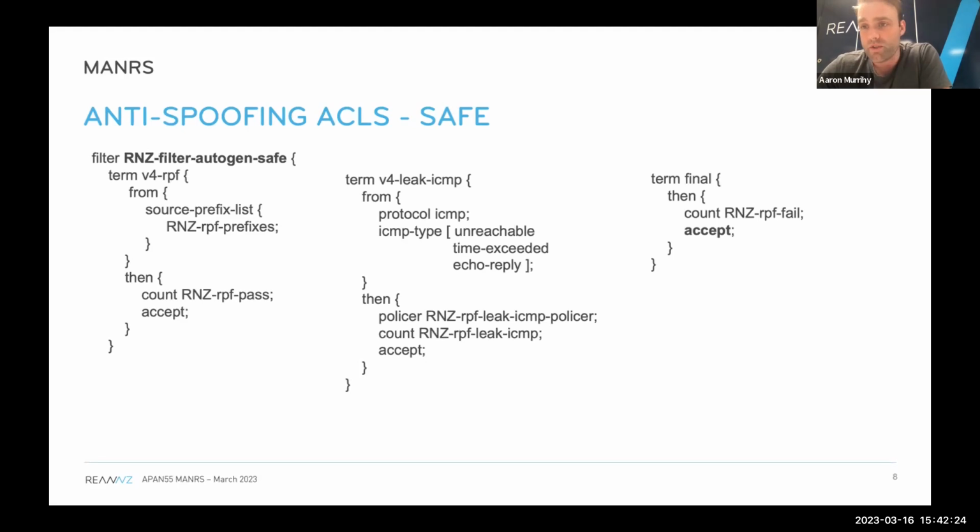So in order to do that, we started off by rolling out a safe version of our RPF filter, our anti-spoofing ACL. As you can see there, that first term is just the source prefix list. If it's your prefix list, in this case, it's the example of the RIANS corporate network. We treat ourselves just like we treat any other member. So if it's coming from the source prefixes that are in the list of RIANS prefixes, then we allow it. Simple as that.